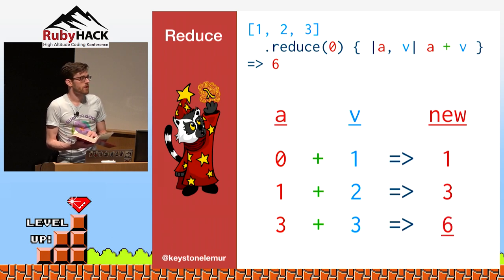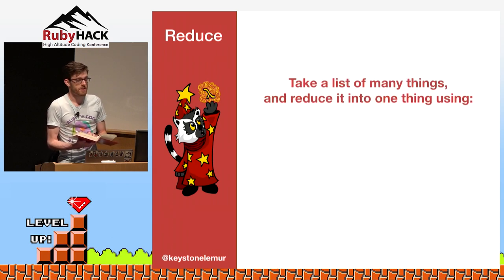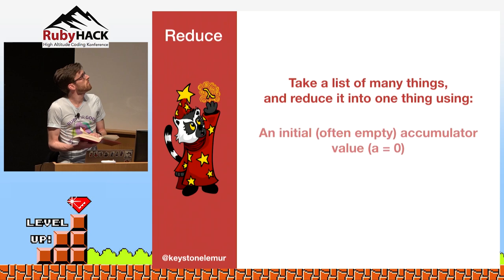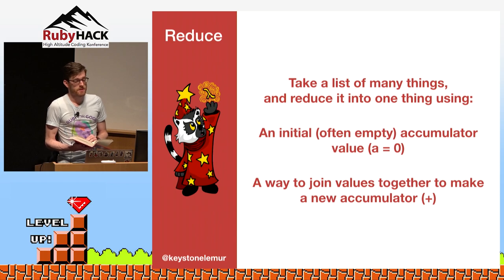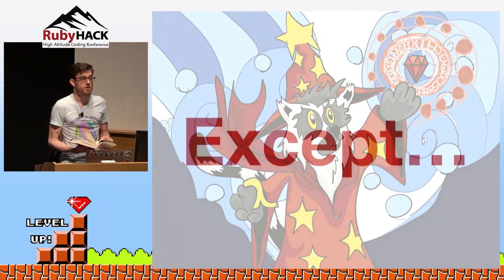So this is rather boring, though, and I promised you an illustrated talk, so we're going to get into that. So to reduce is to take a list of many things and reduce it into one thing using an initial, often empty, accumulator value, like A is 0, for instance, and a way to join those values together. So, of course, now this makes us masters of functional programming.